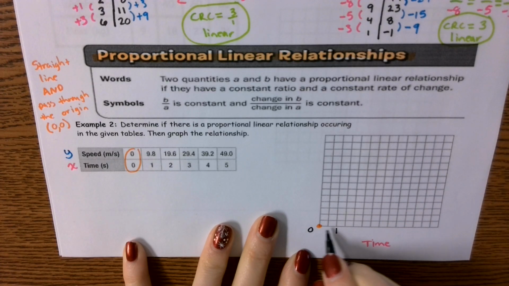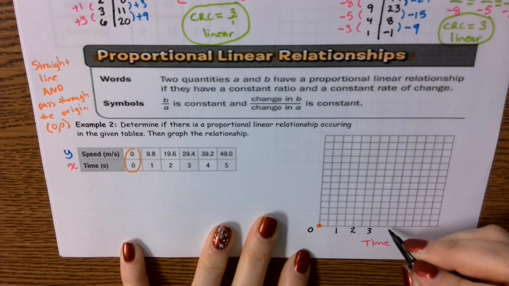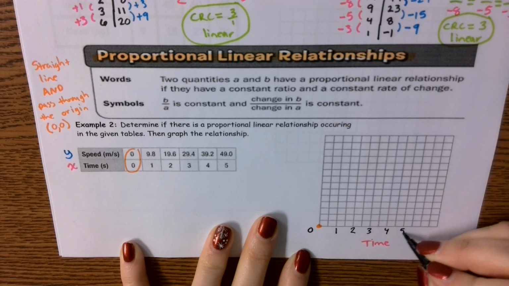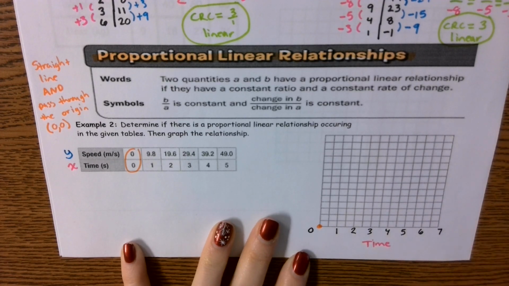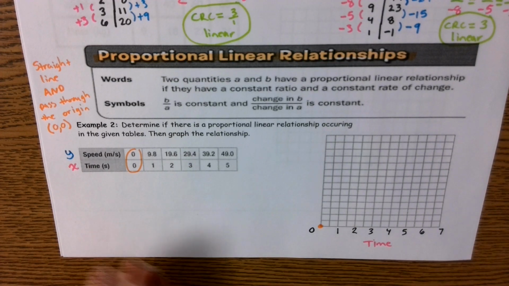So skip a line, go to 1. Skip a line, plot a 2. Skip a line, plot 3. Skip a line, plot 4, and so on and so forth until you get all the way to the end and you should have 7. And this is a measurement of seconds.